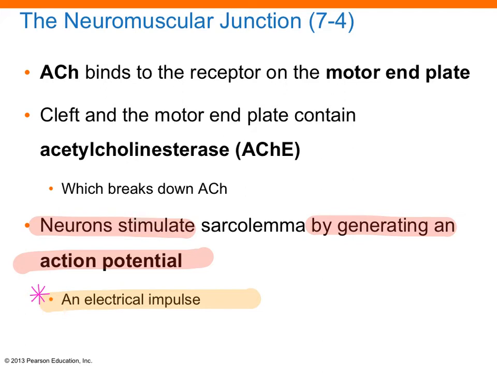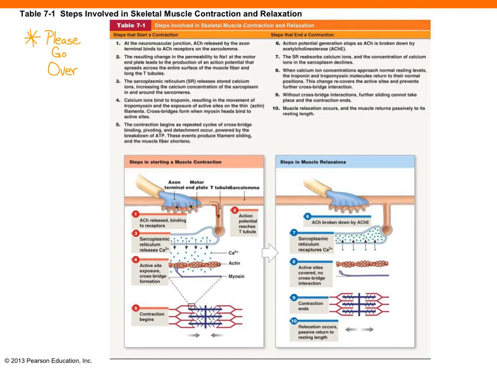So what ends up happening here is the neurons will stimulate the sarcolemma, that's the cell membrane of the muscle cell or muscle fiber, by generating an action potential. That's an electrical impulse. Now, when that happens, calcium will be released down the T-tubules, and that will bind to the troponin tropomyosin, which makes the active sites of the actin available for the myosin cross bridge heads to connect and swivel in. And this is called the sliding filament theory.